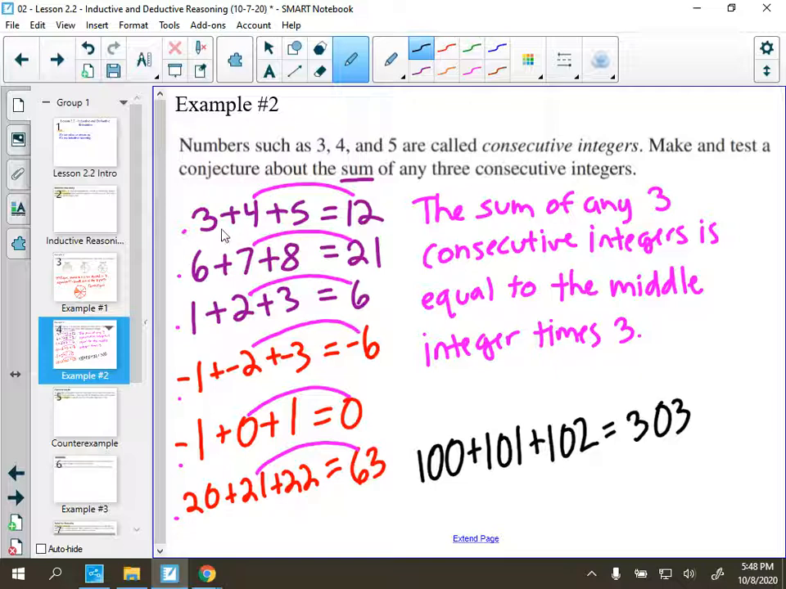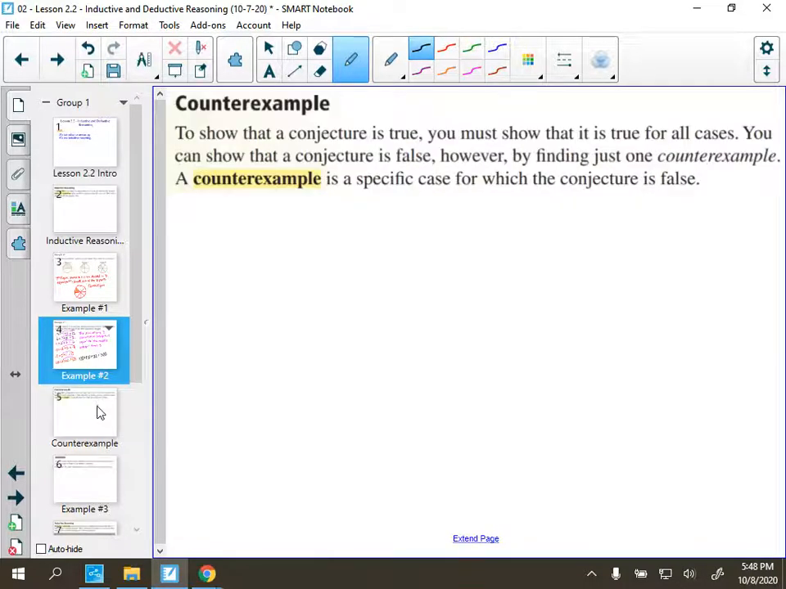It works for 4, 5, and 6. 2, 3, and 4. I gotta fill this in, and obviously that's a situation that has no end to it, because we could sit here until we essentially are no more, still writing consecutive integers, trying to prove that this is true. So that's kind of one of the downfalls of inductive reasoning. We got to show that it works all the time.